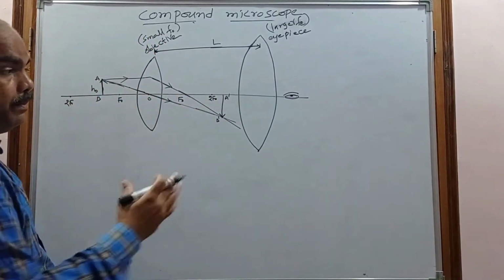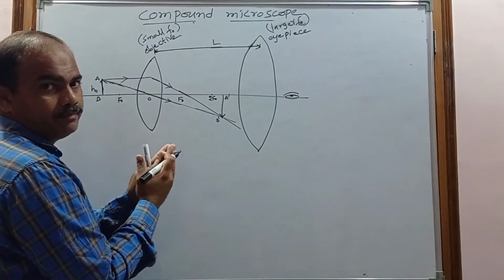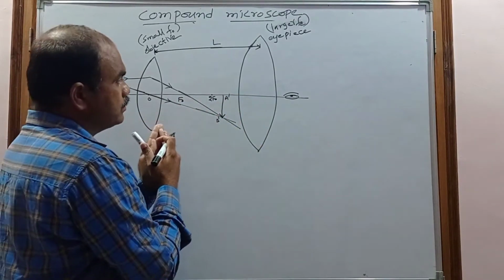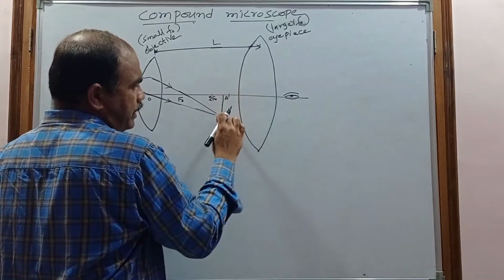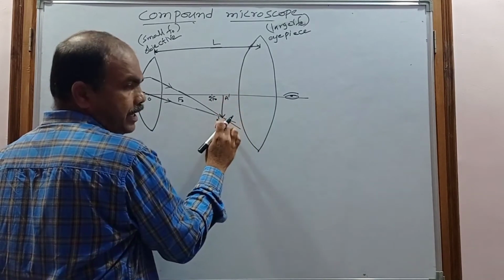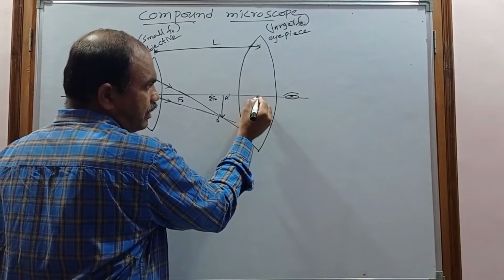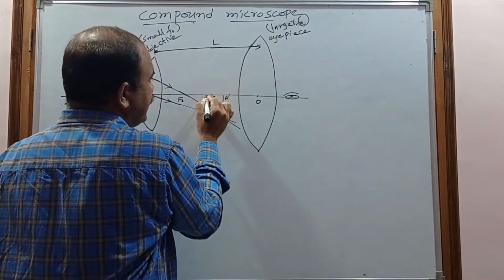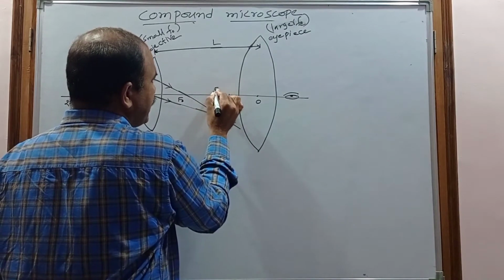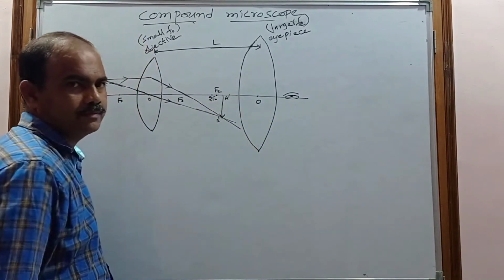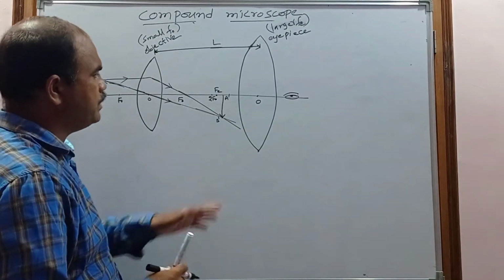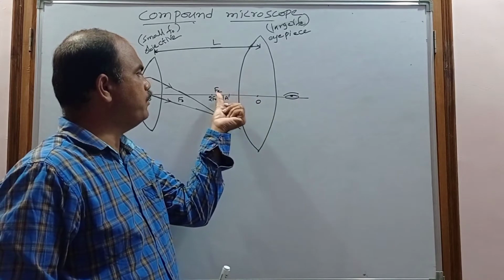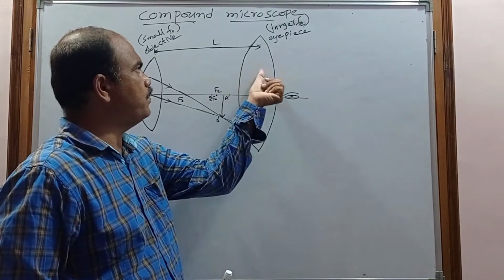Now by adjusting the distance between the eyepiece and objective, the image A dash B dash will come between the optic center of this eyepiece and the focus of this eyepiece. F suffix e is nothing but the focus of the eyepiece.